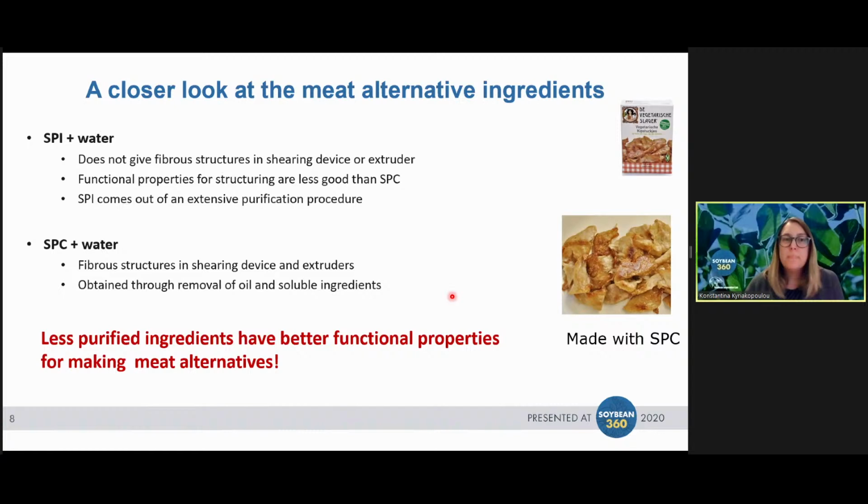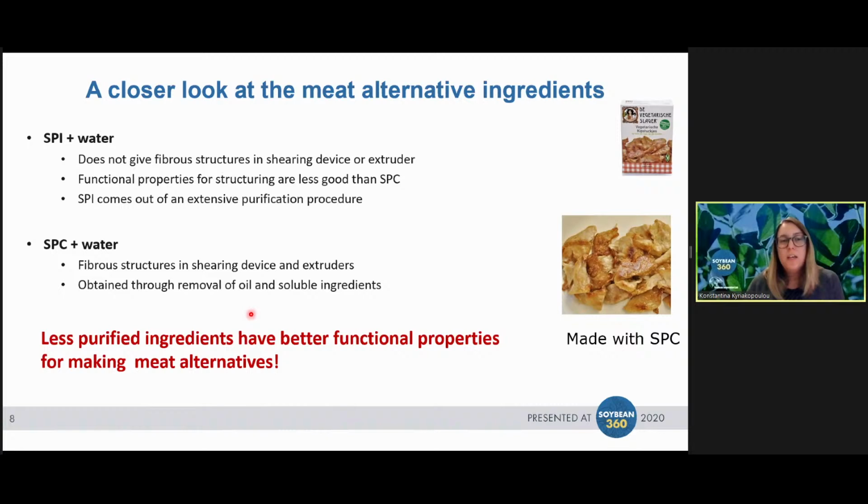Soy protein isolate is more expensive and more concentrated in protein, so it can have some nutritional benefits compared to soy protein concentrate. However, the extensive purification procedure it goes through doesn't make it a desired ingredient. So soy protein concentrate and water seem to be the best candidates for this type of product.